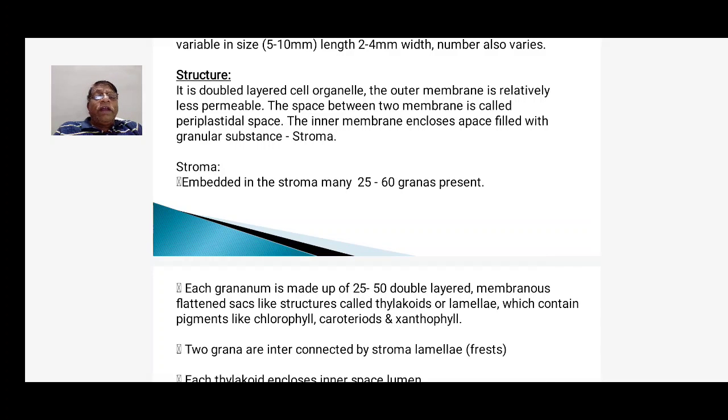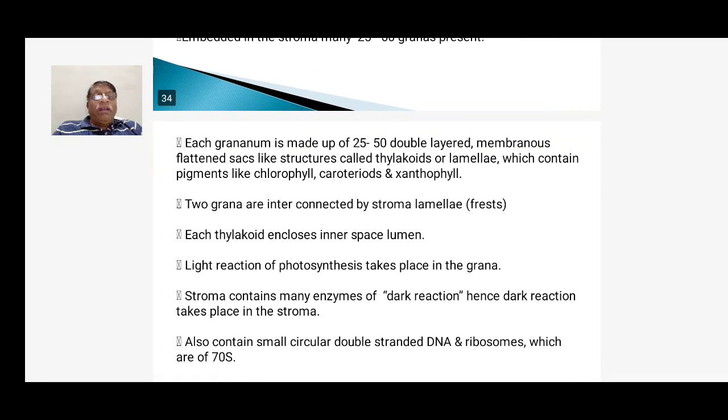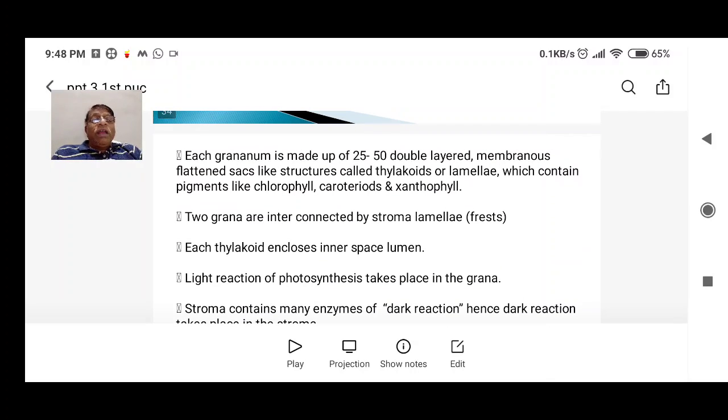Okay. Now we shall study the grana. Embedded in the stroma, many grana are present. The number of grana varies from 25 to 60. Each granum, if you examine, see the diagram, is made up of 25 to 50 double-layered membranous flattened sac-like structures called thylakoids.